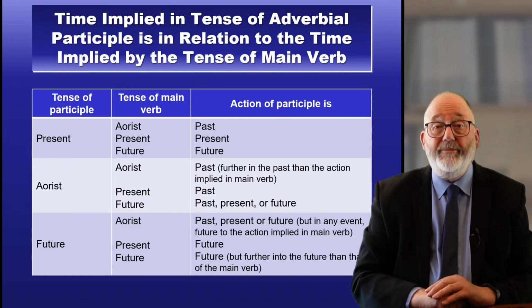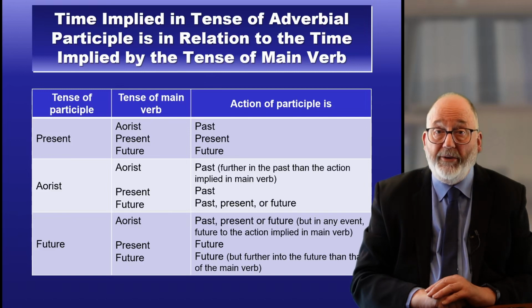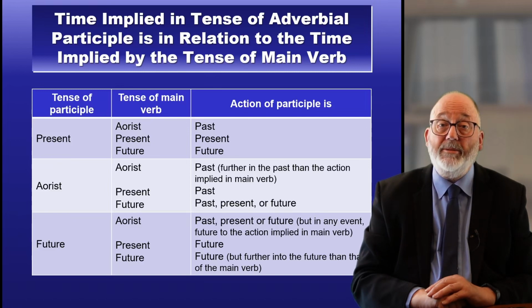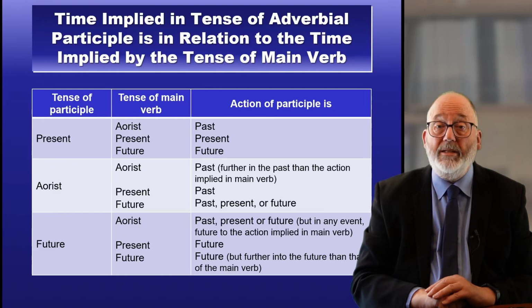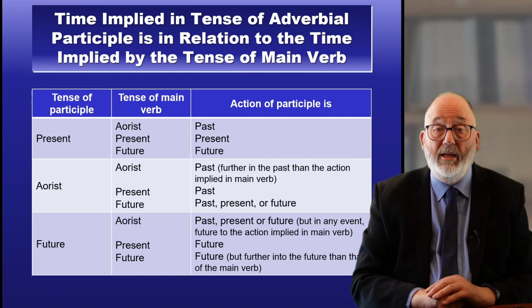So far, so good. If the tense of the participle is in the aorist tense and the tense of the main verb is in the aorist, then the action of the participle takes place before the action of the main verb, and they are both in the past tense. If the main verb is in the present tense and the participle is in the aorist tense, then the action of the participle takes place before the action of the main verb. That is taking place in the present. The action of the participle takes place in the past.